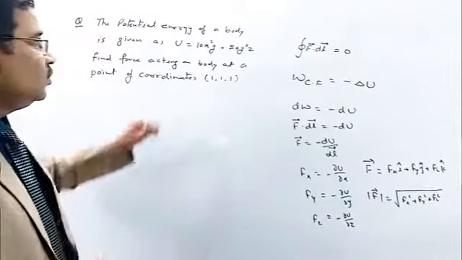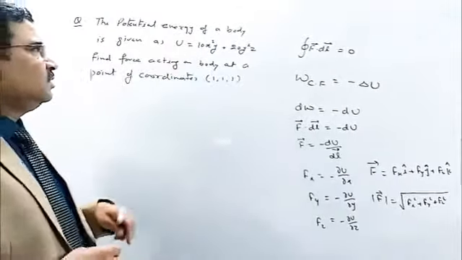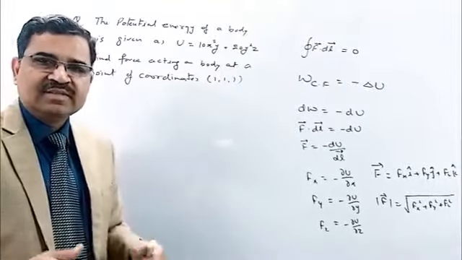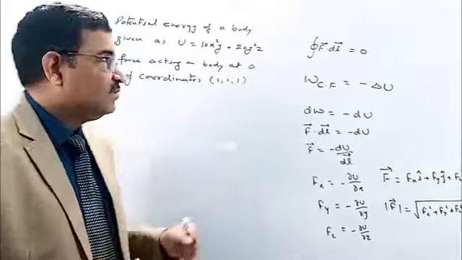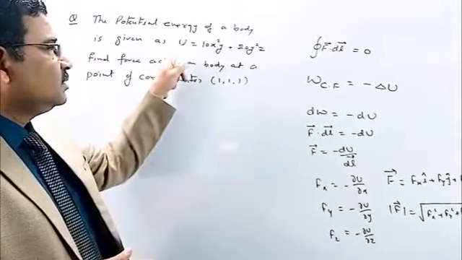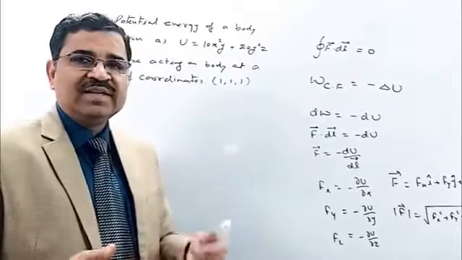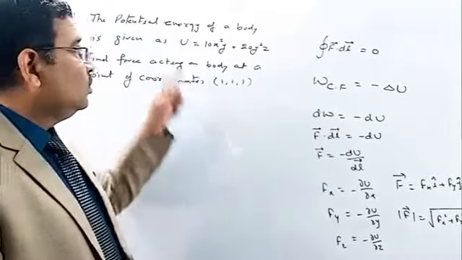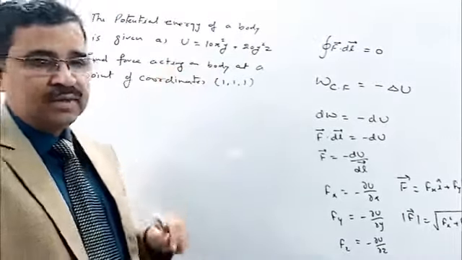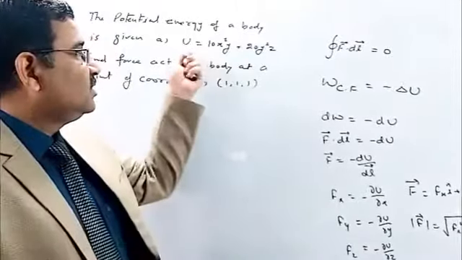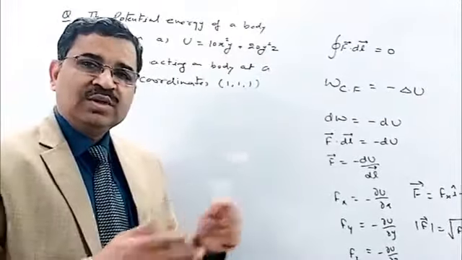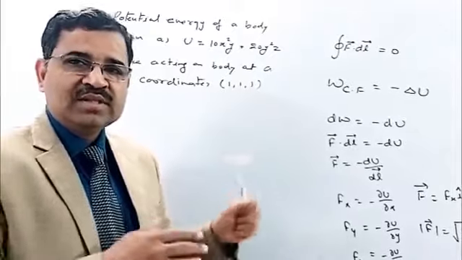Now I have to partially differentiate this function with respect to x, y and z separately. You know how to do partial differentiation? Let me tell you one thing: when you partially differentiate this with respect to x, you should take y and z as constant. When you partially differentiate it with respect to y, then you take x and z as constant, and when you differentiate it with respect to z, then you take x and y as constant. So let us apply this.